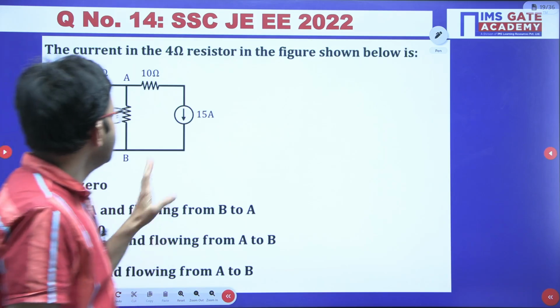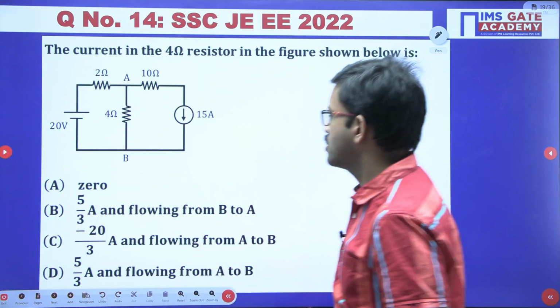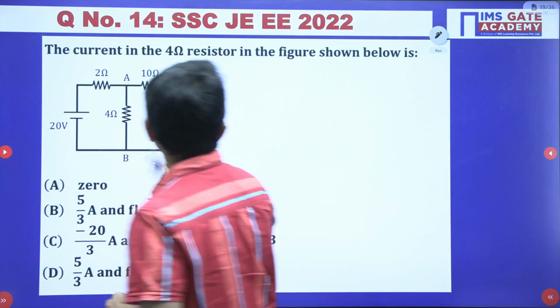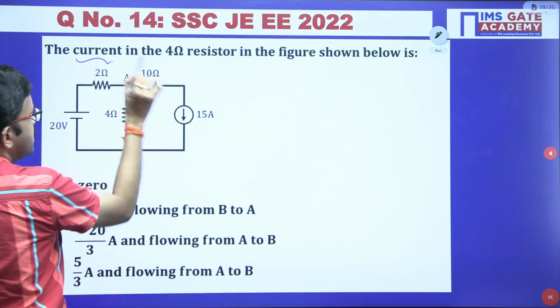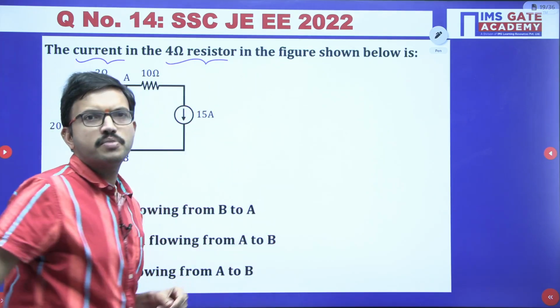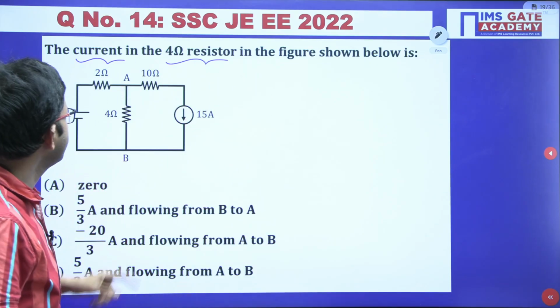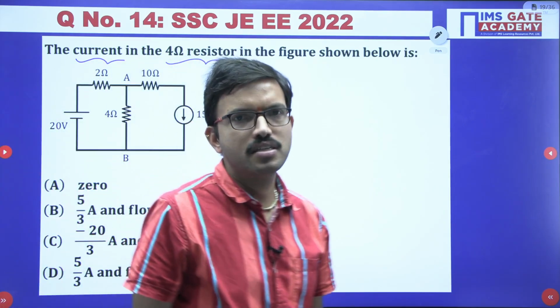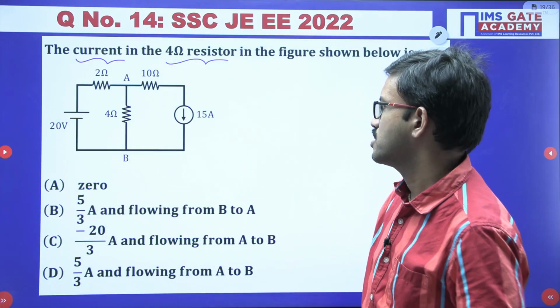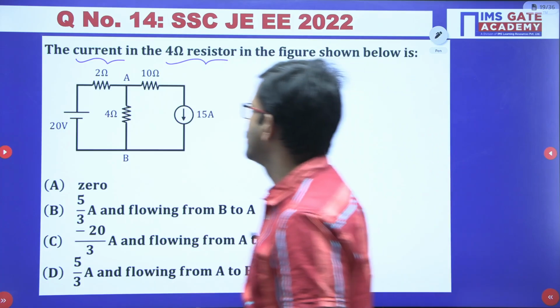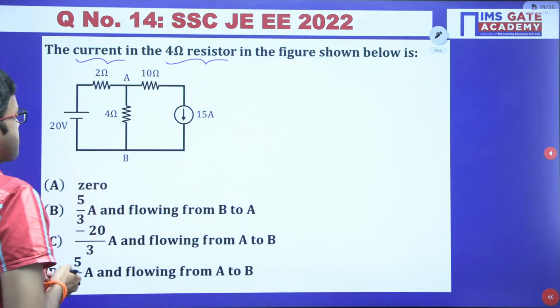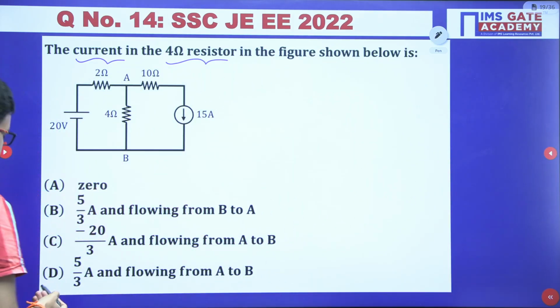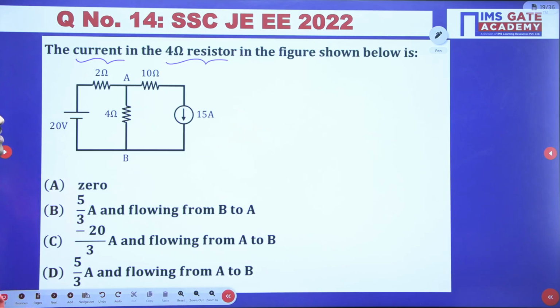In this question, you have the circuit diagram like this. Here you have to calculate the current flowing through the 4 ohm resistor. Here you have a 4 ohm resistor. In that particular resistor, how much current is flowing? That is the question. All of you give a try.